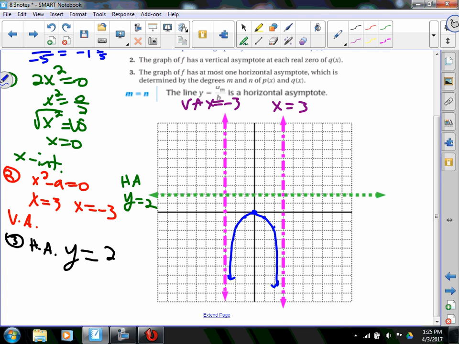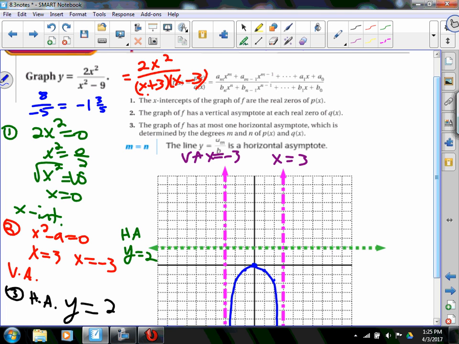And then on the other sides, we're going to have to pick some other points, like 4, 5, 6, 7. Let's pick 4. Let's see what happens when we go with 4. We're going to have 32 over 4 squared, 16 minus 9, so 32 over 7. That's almost 5, like 4 and change. Is that 4 and 4/7? So at 4, we're going to have 4 and 4/7. So something like that and something like that.